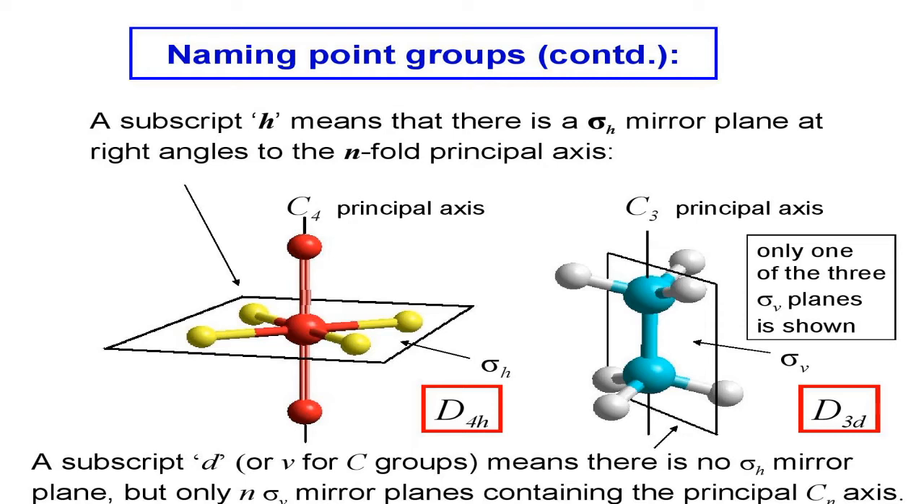Come to this molecule. It is a staggered form of ethane. This molecule possesses C3 as the principal axis and also it does not possess any sigma H. We can clearly see the difference between the octahedral molecule as well as the staggered ethane molecule. Here it doesn't possess any sigma H plane and it possesses a sigma V plane, only one sigma V plane. Hence, the point group assigned for this molecule is D3D. D means no sigma H mirror plane.